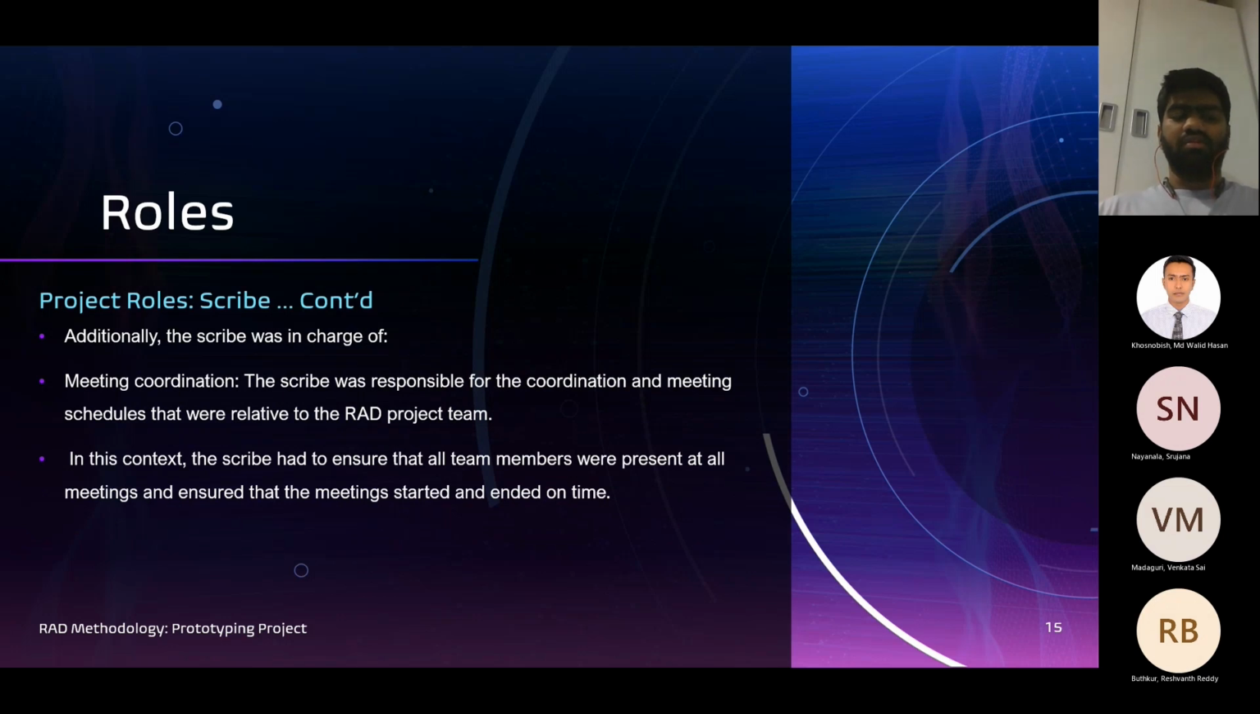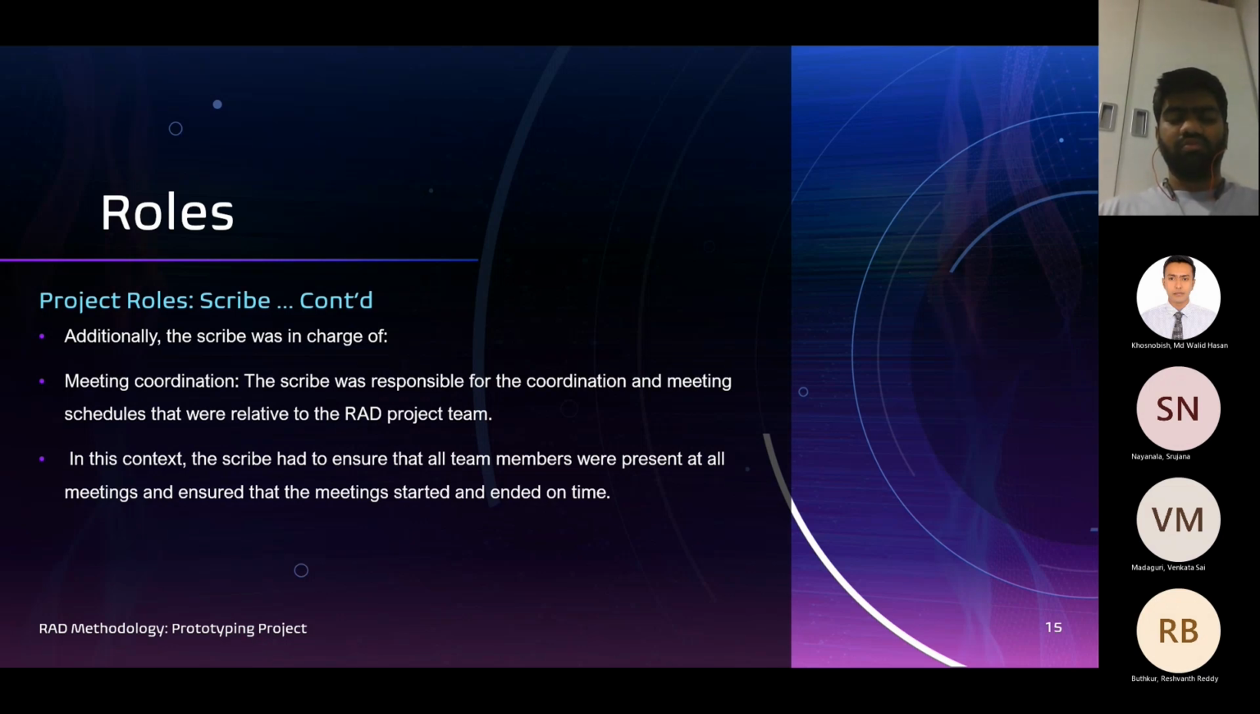And additional, like I said, meeting coordination. I was responsible for coordinating the meeting schedule related to the RAD project team. In this context, I had to ensure that the team members were present at the meeting and that the meeting started and ended on time. In the RAD methodology project, I had other roles and responsibilities as discussed below.